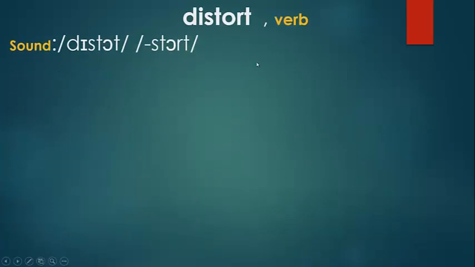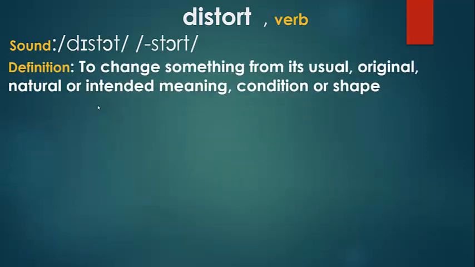Distort. It's a verb. We pronounce it like distort. It means to change something from its usual or original, natural or intended meaning, condition or shape.